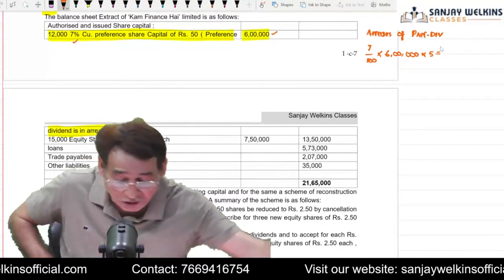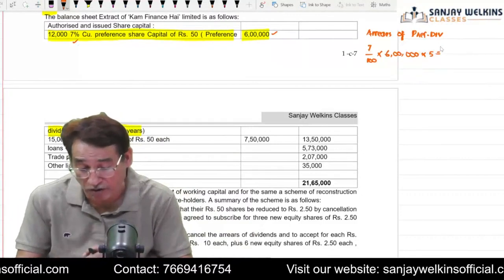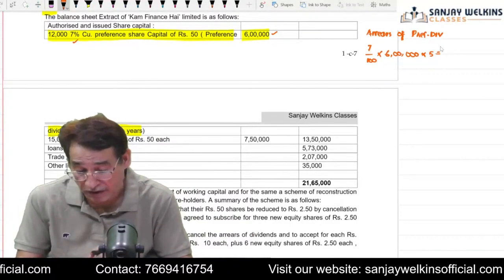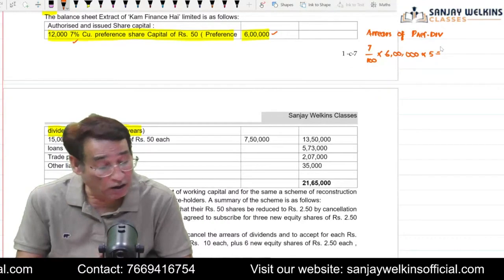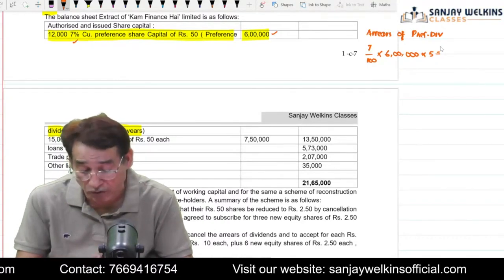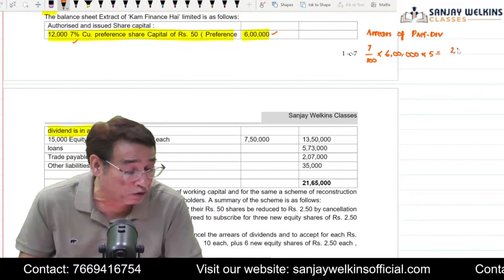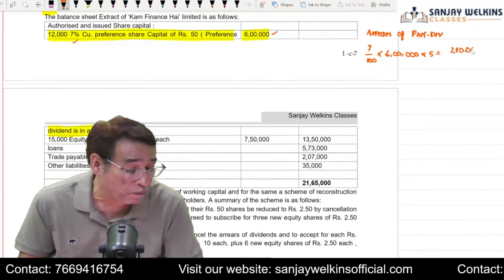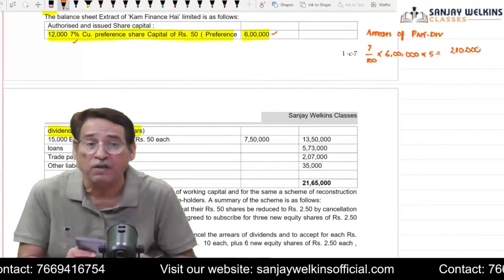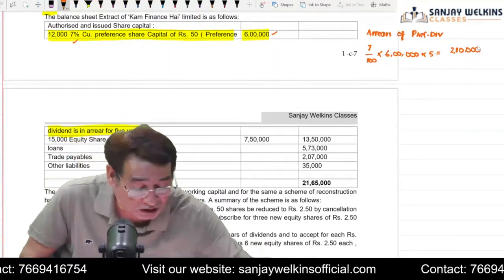I have forgotten now, actually. After a long time, I am doing this chapter. 6 lakh into 7% into 5 comes to 2,10,000, if I am not wrong. Kindly check it also. So we may say that preference dividend has been in arrears for a pretty long period of time, almost the last 5 years.